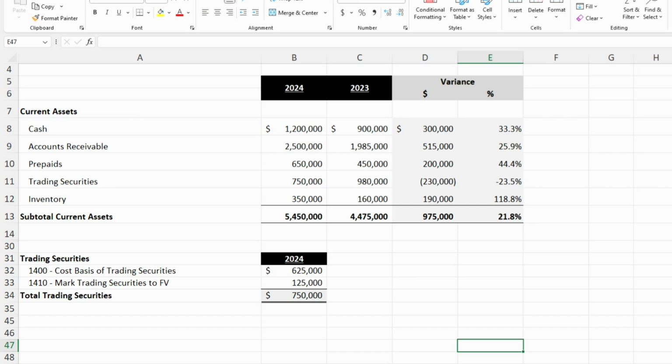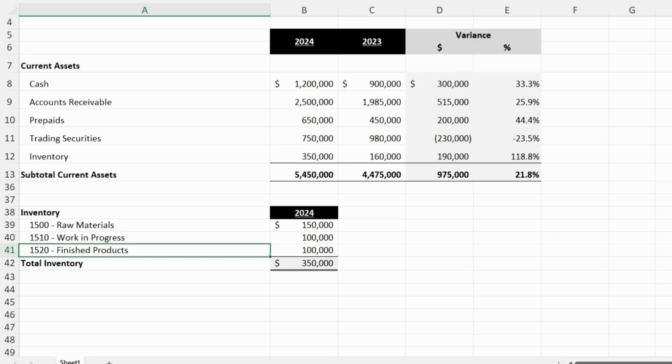So this is where we're using that 1410 account here. The 1400 is what it costs to buy the securities. The 1410 is adjusting them to what the market value is as of the balance sheet. And then marking them is then reflected on the income statement as an unrealized gain or loss. That is trading securities.